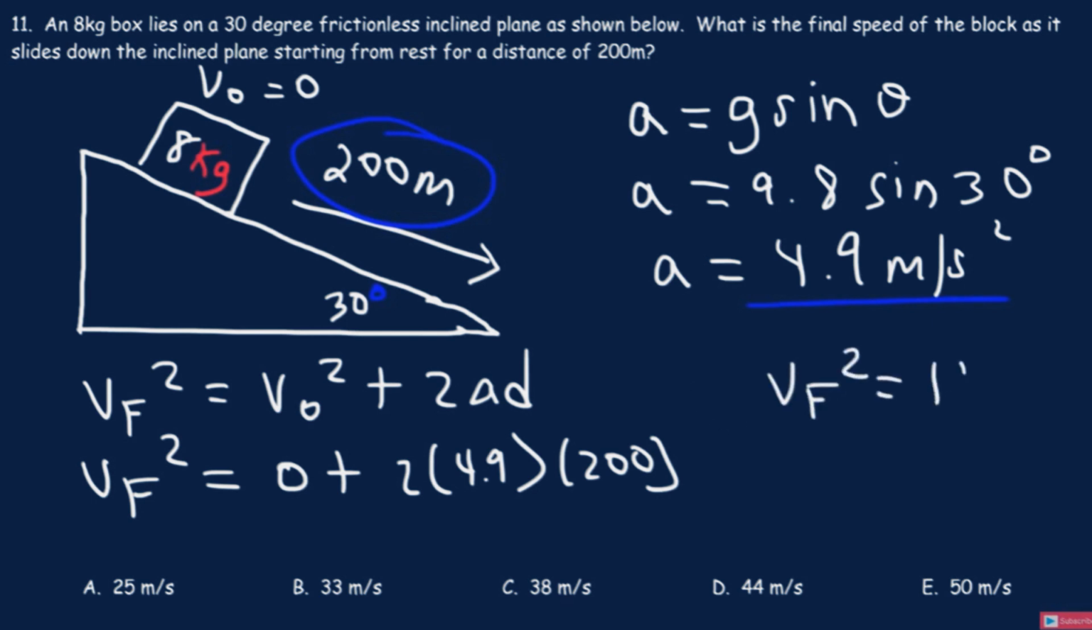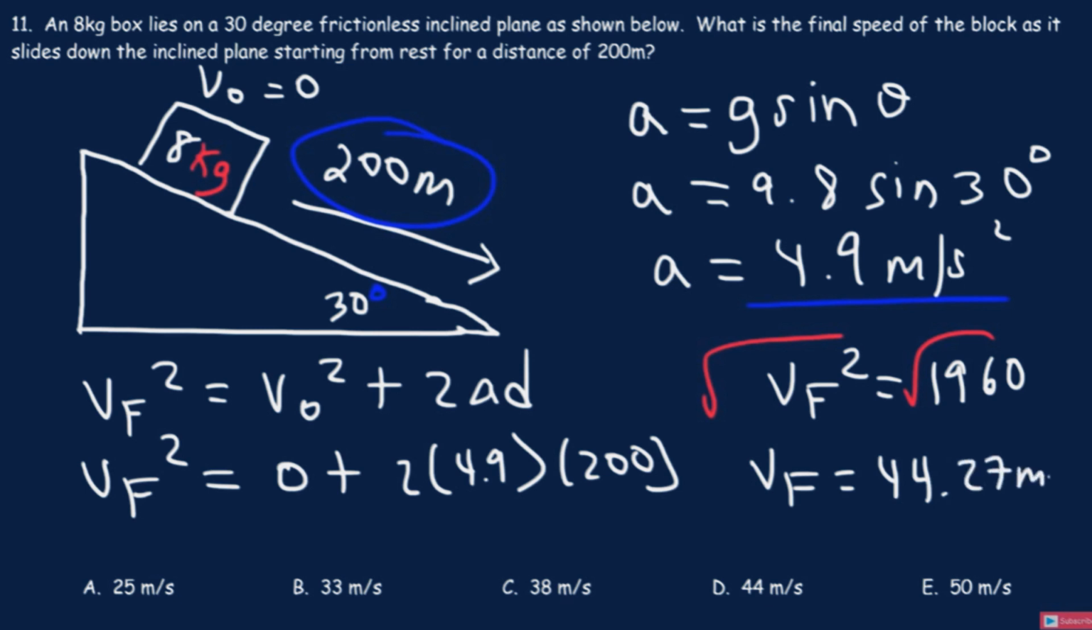Now the next thing we need to do is take the square root of both sides. So the final speed is 44.27 meters per second. So that is the answer, which leads us to number 12.